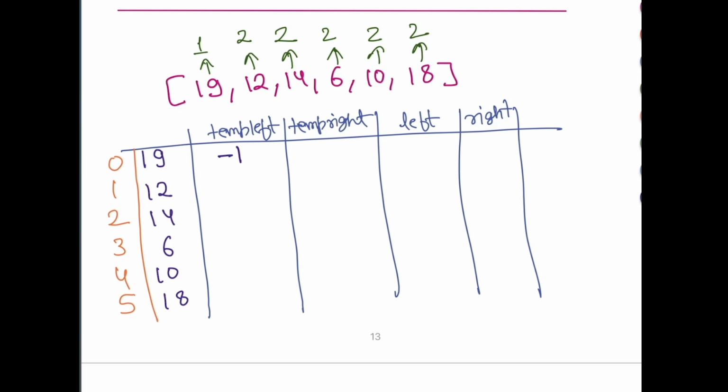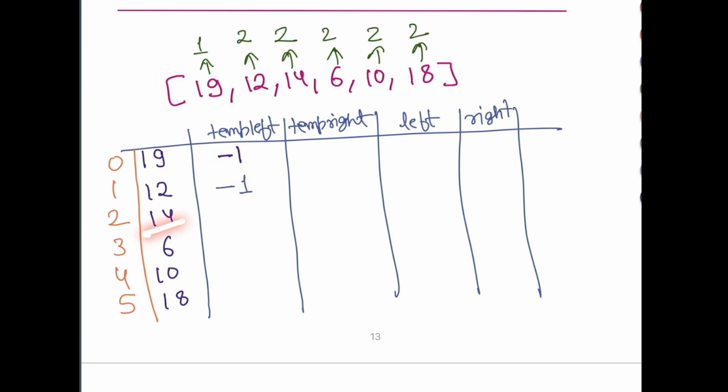Now, in case of 12, how much can I expand on the left hand side such that 12 is my chosen number? So I can again go till this boundary, because if I try to create a subarray from 12 to this particular boundary, which is 19 and 12, I will be choosing 12 only because that has the highest prime score. For 12 also, my leftmost boundary is going to be -1.